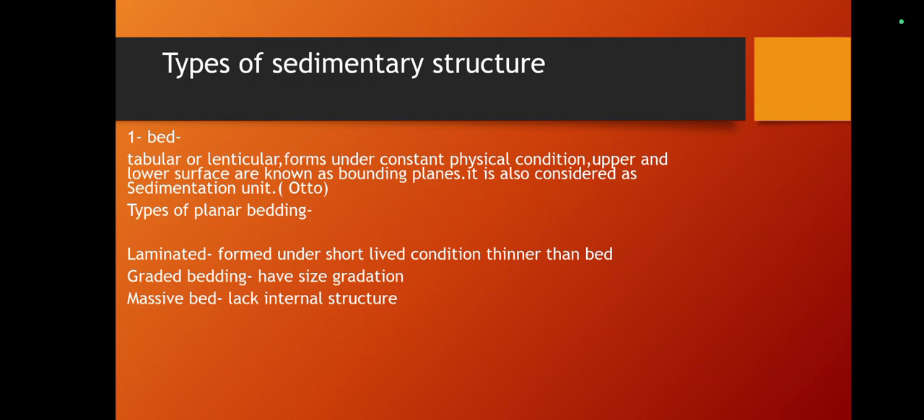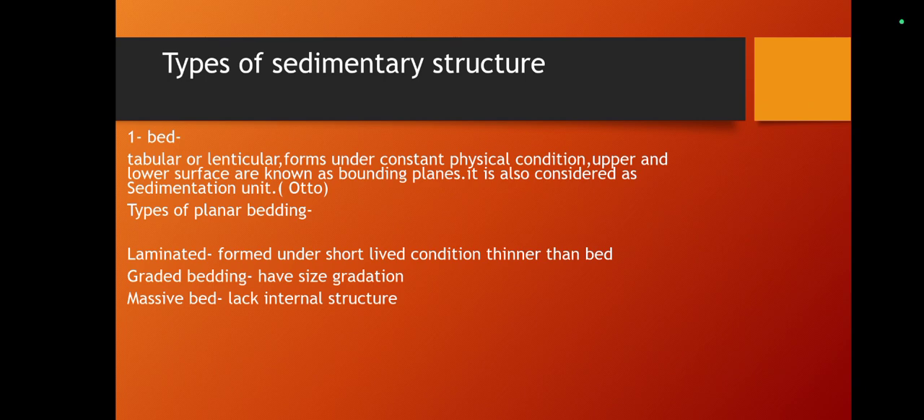It has to be of similar kind of lithology, and it has to be bounded by bounding planes. Otto says that it is also considered a sedimentation unit. Why is it considered a sedimentation unit? It is not something newly created like igneous rock from magma or metamorphic rock from pre-existing rock, but it is something which is singly, independently deposited as a sedimentation unit. So that's all about bed.